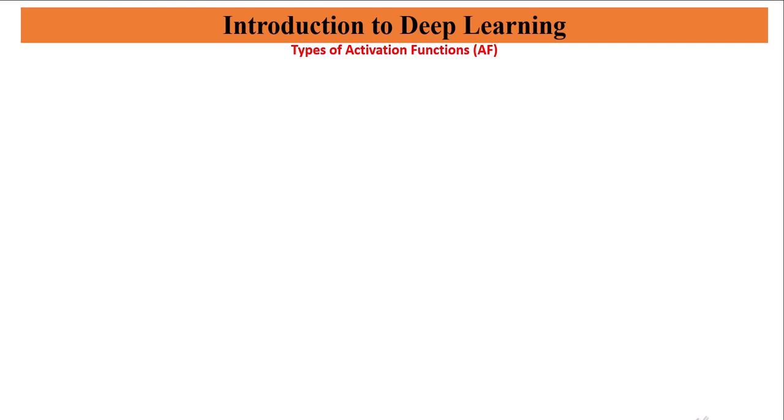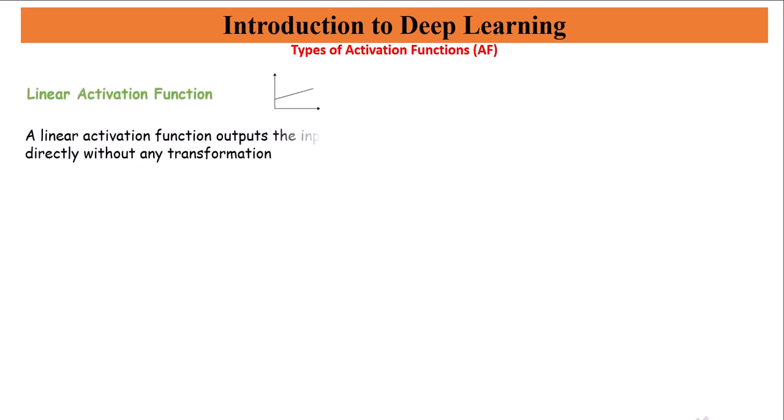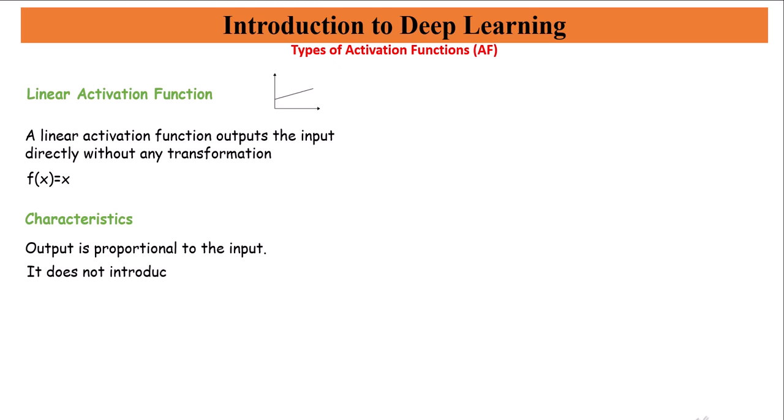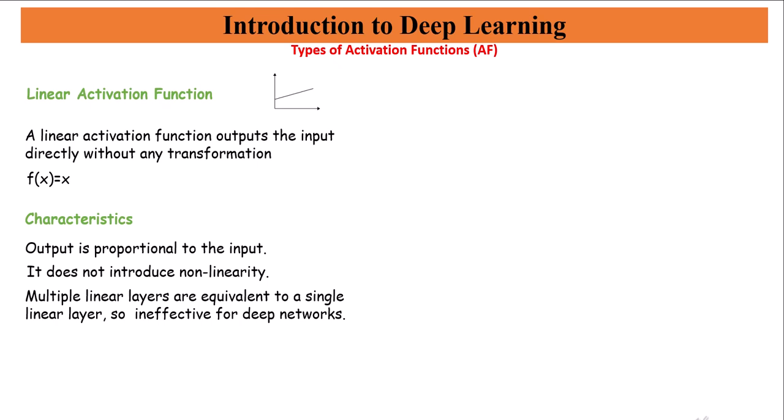A linear activation function outputs the input directly without any transformation. Its major characteristics are: output is proportional to the input. The derivative is a constant, which means it does not introduce nonlinearity. Stacking multiple linear layers is equivalent to a single linear layer, making it ineffective for deep networks. Real-world example: predicting house prices based on features like size and location uses a linear relationship.